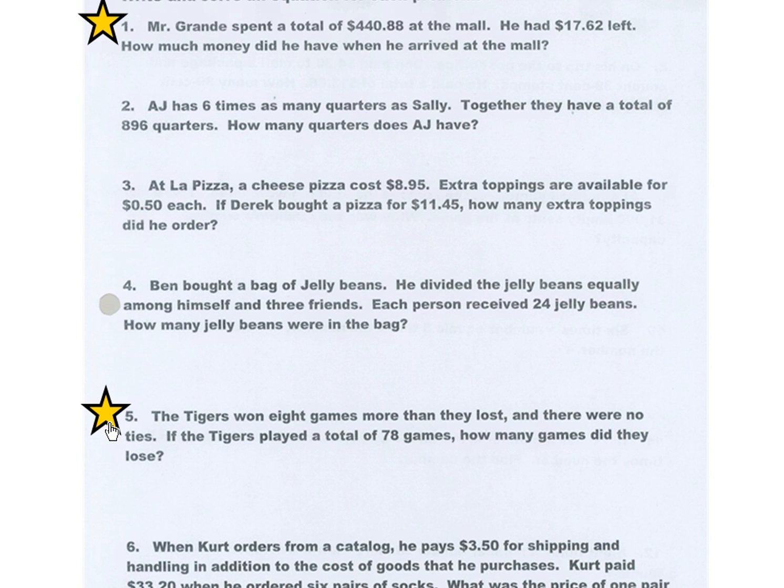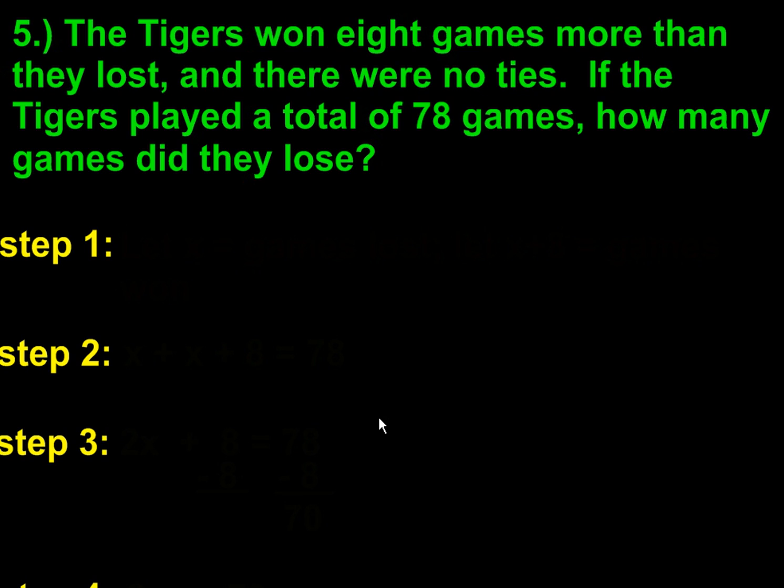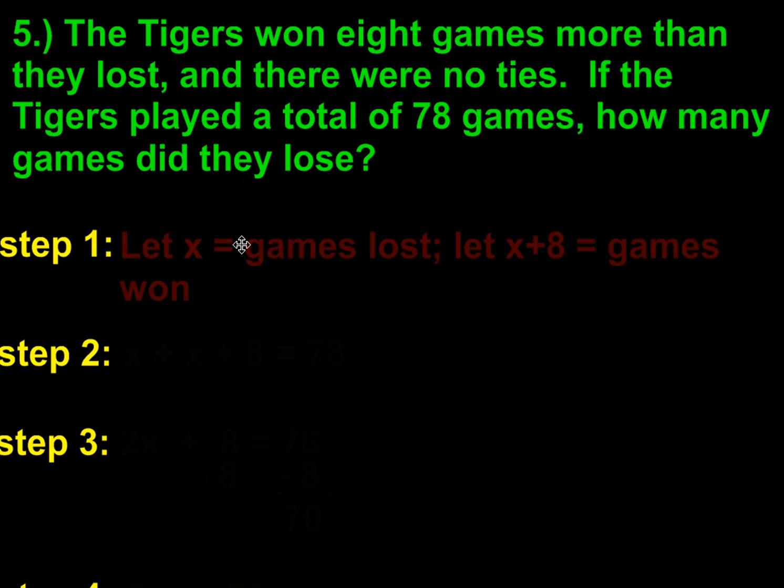Question number 5. It says the Tigers won 8 games more than they lost. There were no ties. If the Tigers played a total of 78 games, how many games did they lose? So the first thing we need to do is figure out what variables we want to use and create a let statement for that. So if we let x equal the amount of games they lost, then we know that they won 8 more games than they lost. So then we have x plus 8 equals the games that were won.